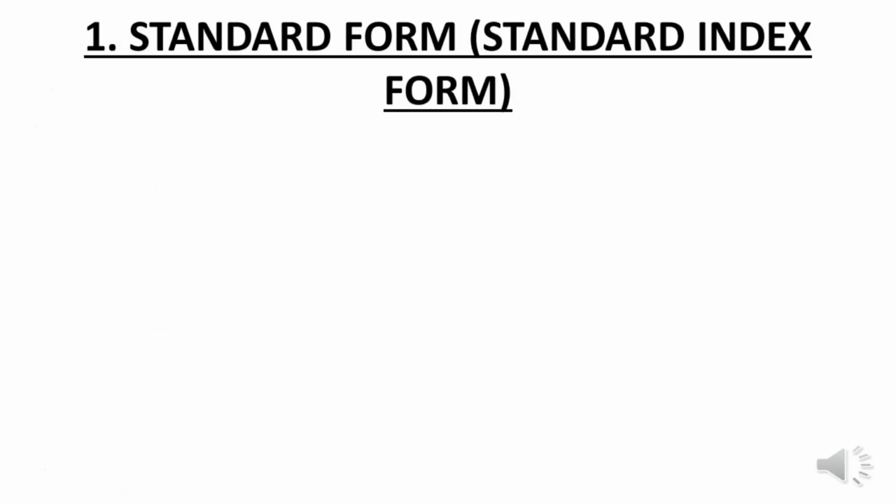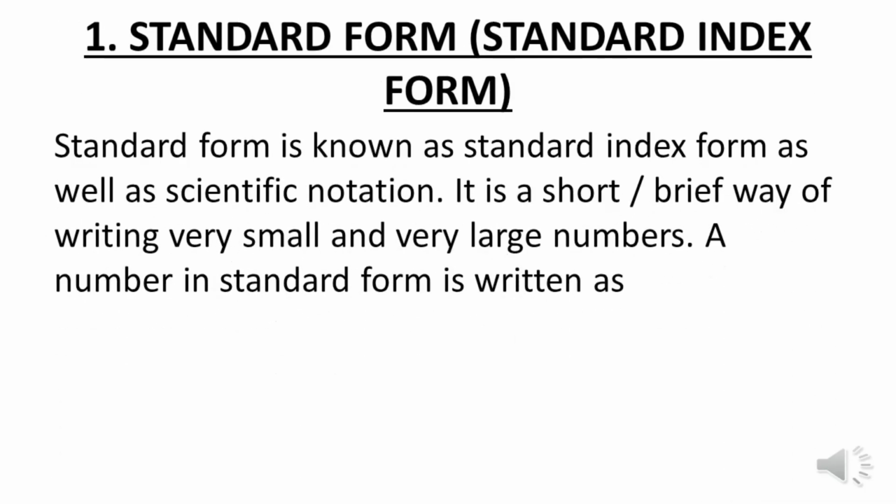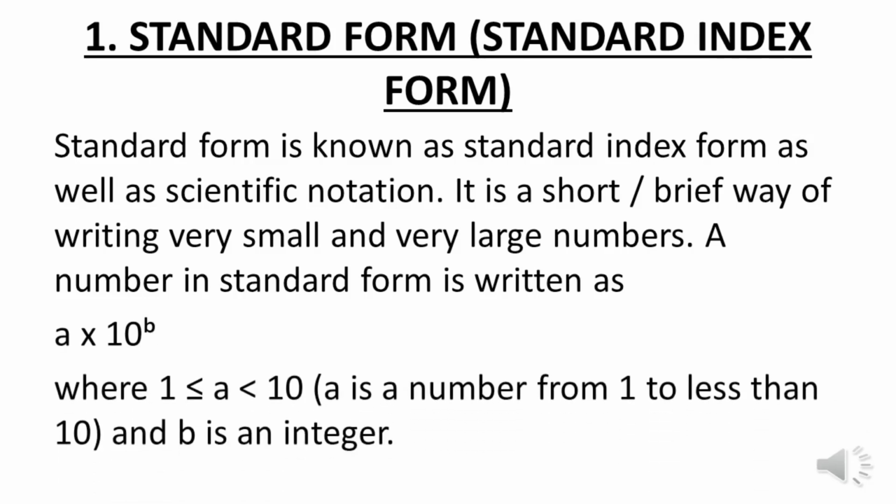Standard form, standard index form. Standard form is known as standard index form as well as scientific notation. It is a short or brief way of writing very small and very large numbers. A number in standard form is written as a times 10 raised to power b, where a lies between 1 and 10, 1 is inclusive while 10 is not inclusive. a is a number from 1 to less than 10, and b is an integer.